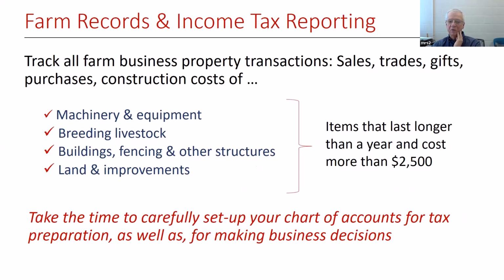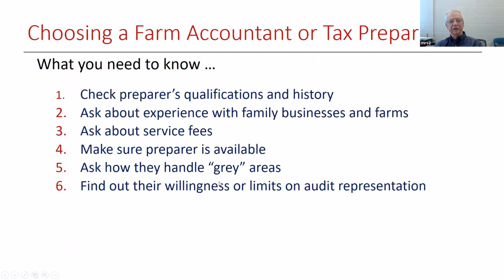This is the other category you want to keep track of. Business transactions. Don't forget that you still need records on these. For the most part, these are items that last longer than a year and cost more than $2,500. These are the categories you want to make sure you keep track of and make sure that you have your activity in terms of purchases and sales and how the depreciation occurred over the useful life of the asset.